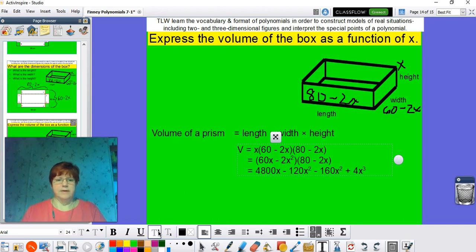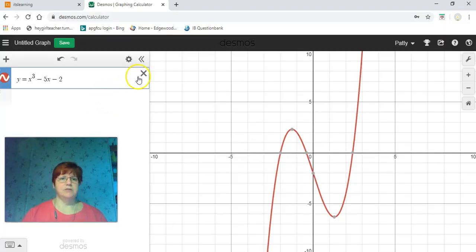And then when we combine like terms, we've got 4,800x minus 280x squared plus 4x cubed. Okay, so that gives us an expression that describes our volume. So we're going to go back to Desmos, and we're going to type that equation in.